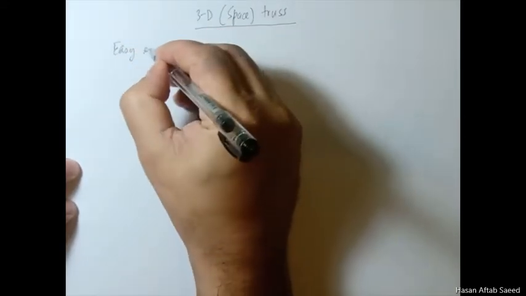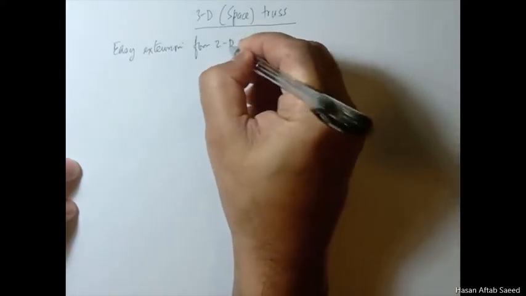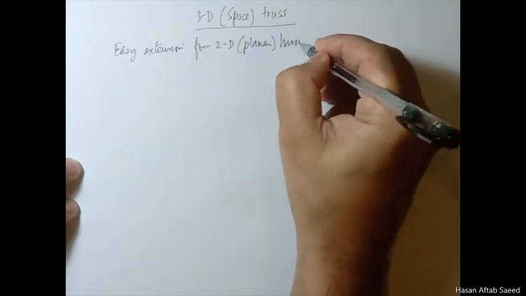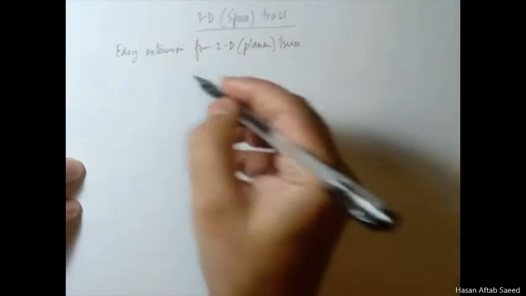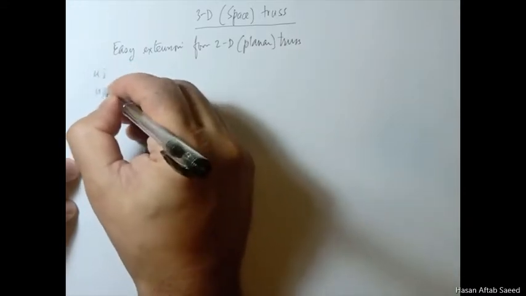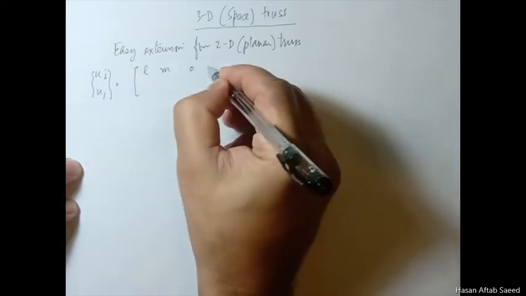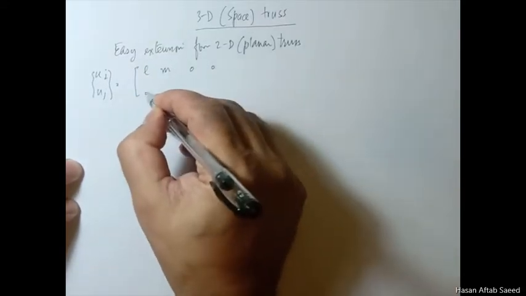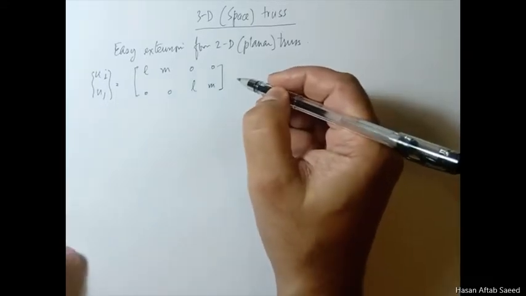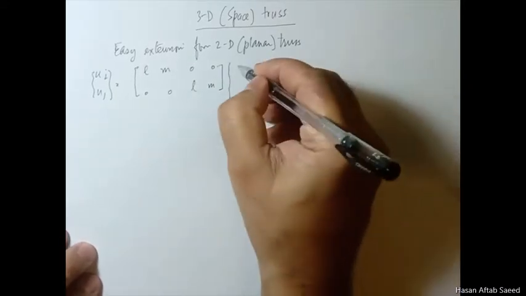The expressions for 3D space truss can be easily obtained by extension from 2D plane truss equations. So we don't need to do all the hard work that we did in the case of planar truss. If you recall, we had this equation for transformation. A transformation is always required in the case of truss, and it will be no different for 2D or 3D situations.